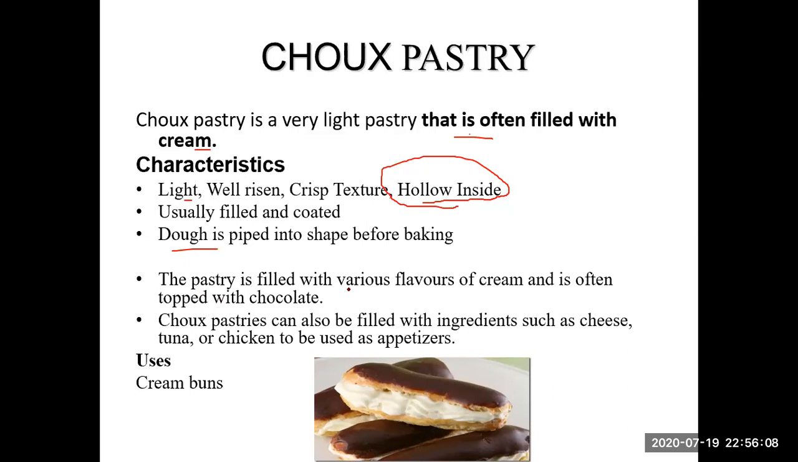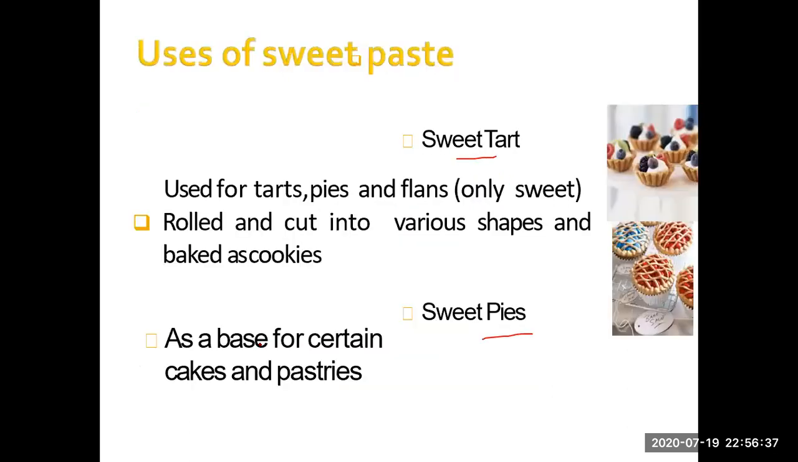The pastry is filled with various flavors of cream and is often topped with chocolate. And I already mentioned that you can fill it with other ingredients like cheese. It can be spicy, tuna, chicken, or any kinds of appetizer. That is called Choux pastries. For example, now we find different kinds of chicken buns. Okay, chicken bun, you can say, is one kind of Choux pastry.